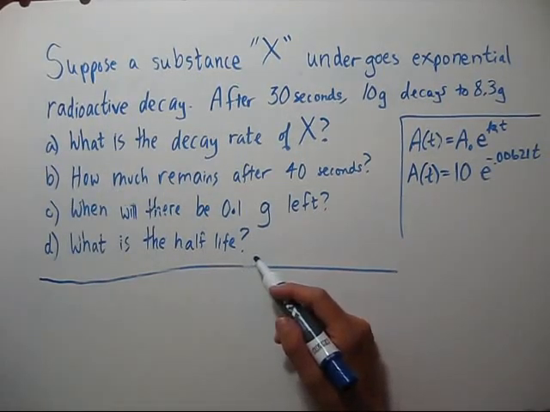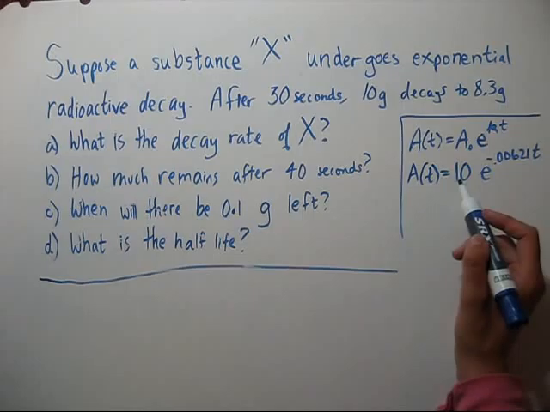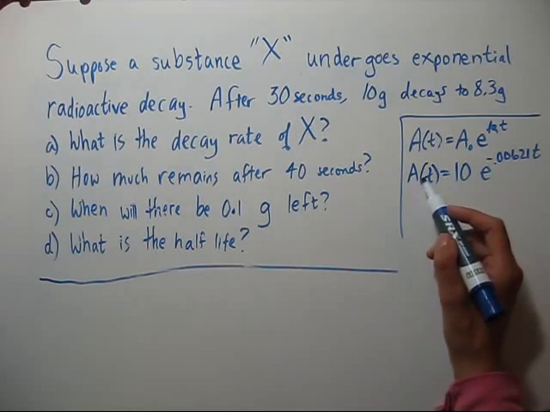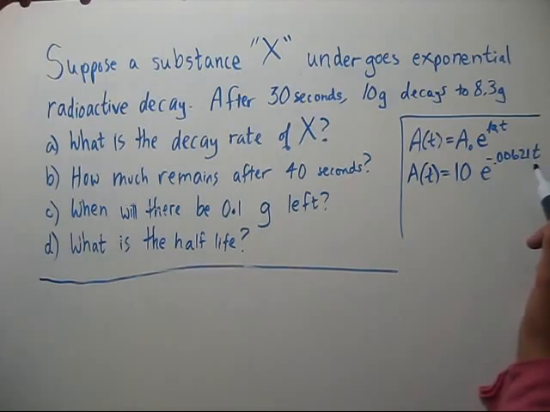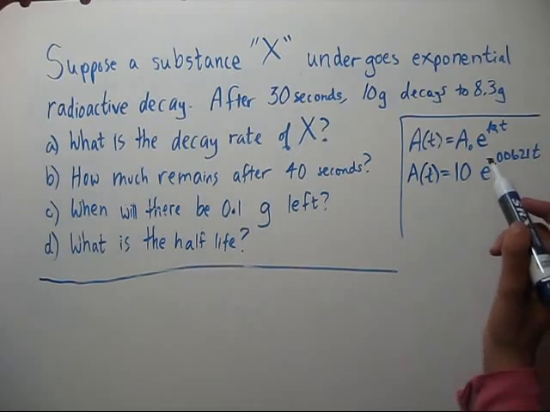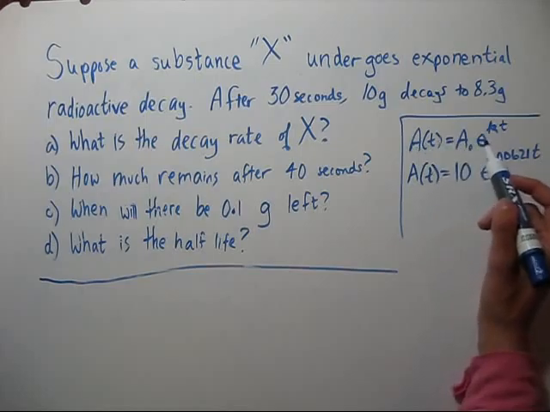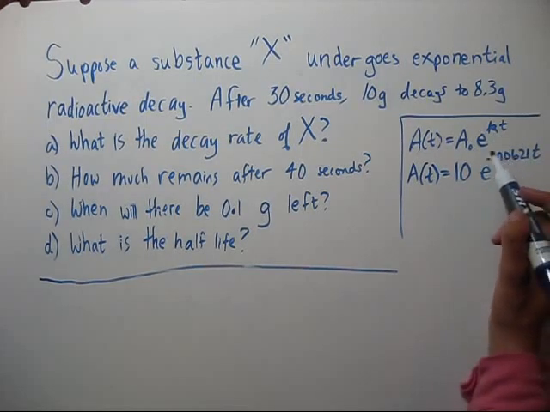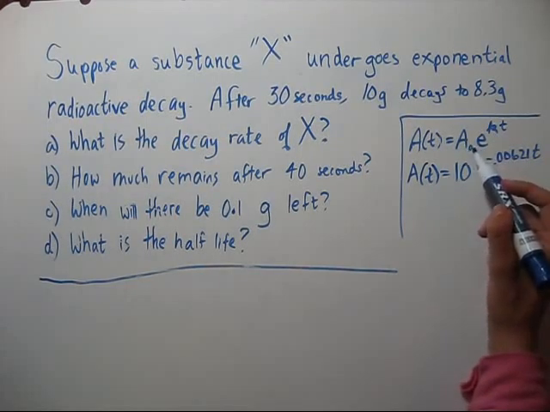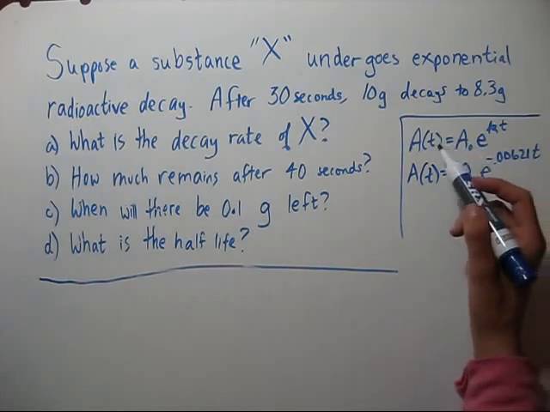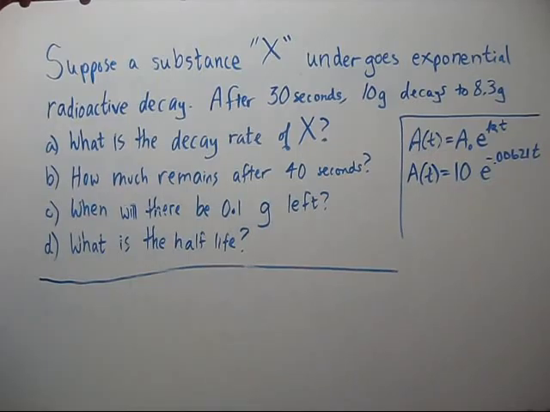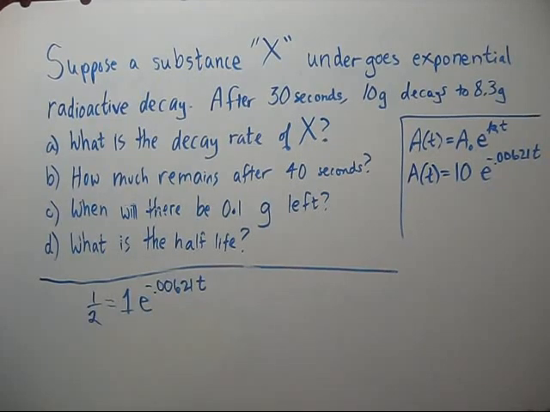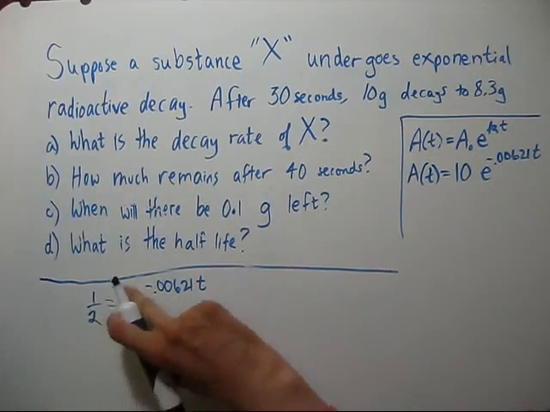Now we need to know the half-life. We could put in half of 10, which is 5, in for A of t, and then solve for t. Another way to do it is just to go back to our original one with the same k that we found, and put in 1 for A naught, so 1 gram. Then our A of t would be 1/2, and that saves a step. 1 times anything is that anything, so we don't need that.